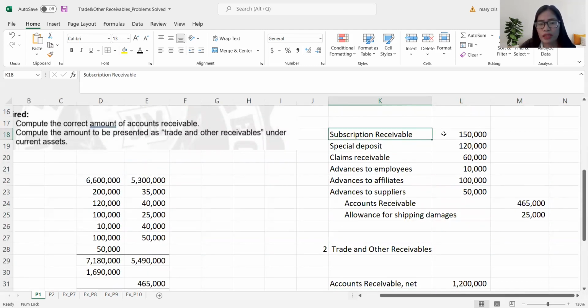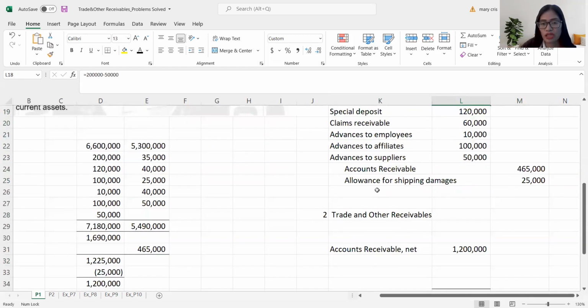First, do we consider subscriptions receivable as current? Since we have no information, our assumption is that this subscriptions receivable is not collectible within the next 12 months. Therefore, we will not include it as part of our trade and other receivables. So it is not included.